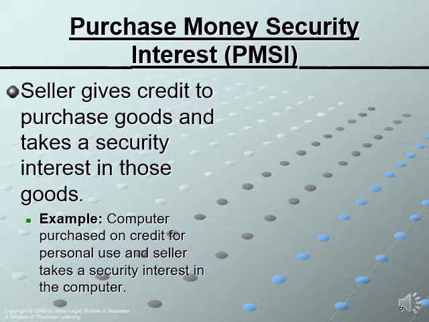So the purchase money security interest does not have to be a consumer good, which is for personal use, but it can be. It could also be for equipment. But a purchase money security interest is when, whatever the collateral is, the seller or the person who is loaning the money, the creditor, is taking an interest in what is being purchased.